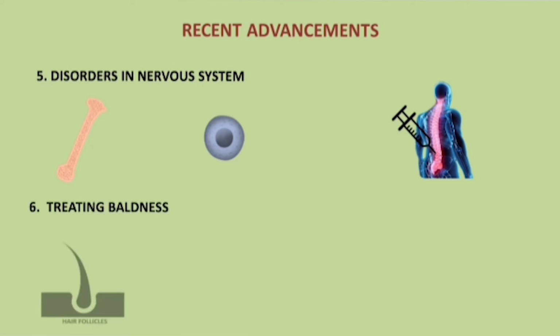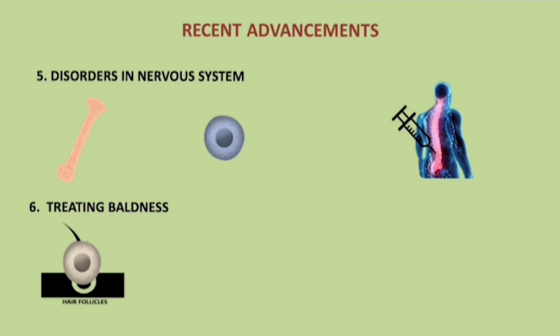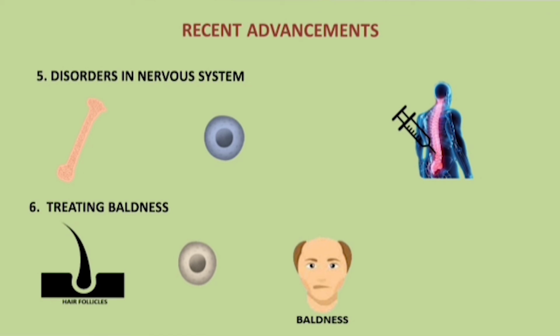In treating baldness, hair follicles contain stem cells called dermal papilla. Stem cells from hair follicles are collected and cultured and implanted back again in the scalp of the patient. Thus, new hair cells are developed and baldness can be treated with stem cell therapy.